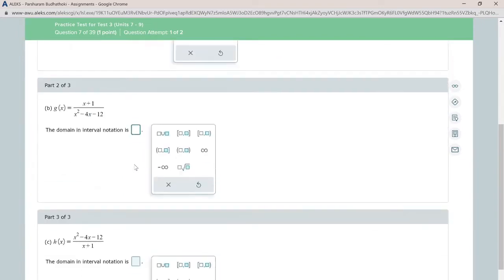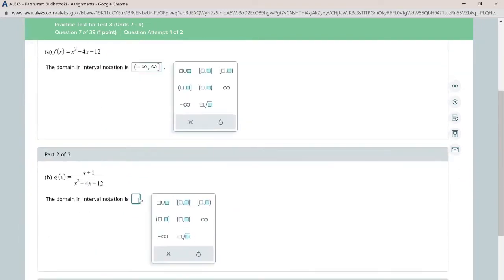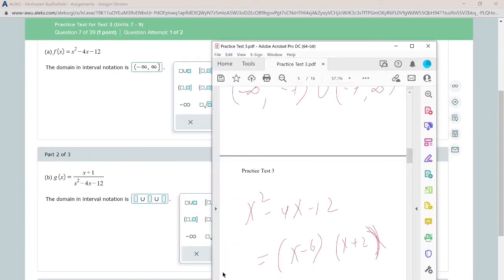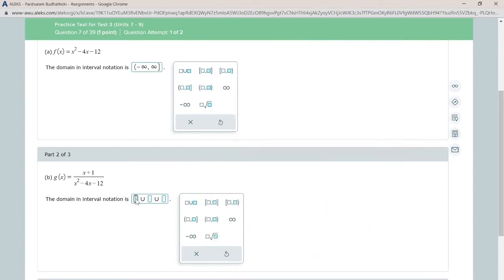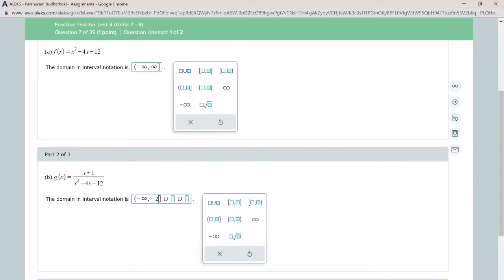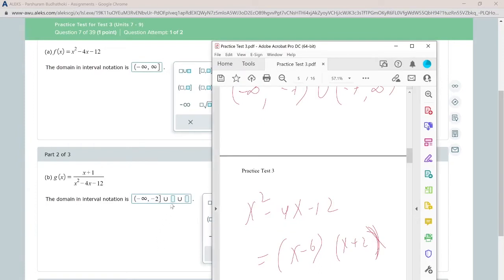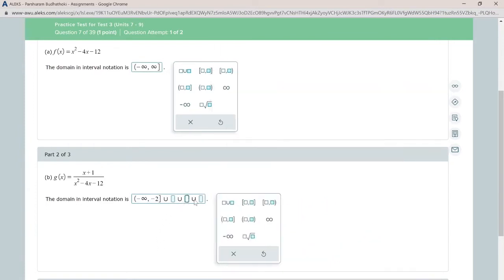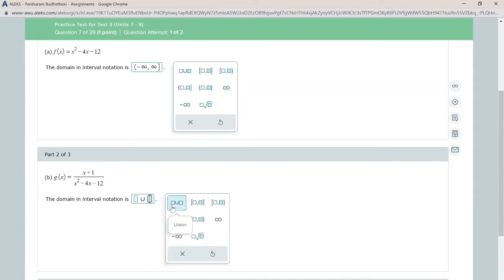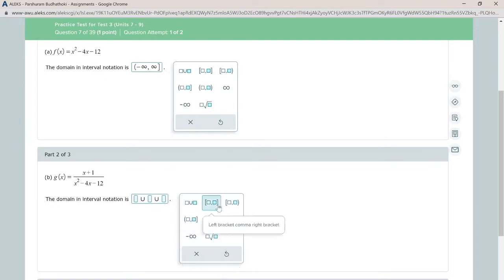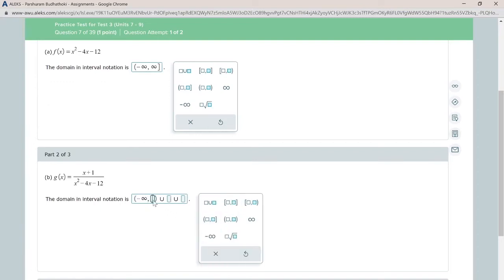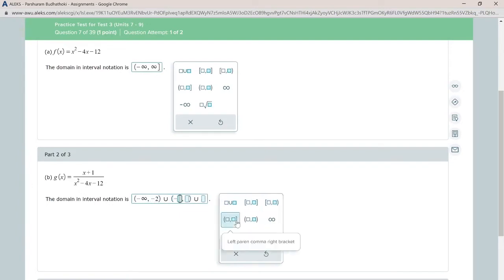So how do you write it? The way we wrote for problem number 6, exactly the same way we can write it here. So the domain is all real numbers except positive 6 and negative 2. So you start from negative infinity up to negative 2. Look at here, negative 2 from here, and you go from negative 2 to, okay, 1, 2. First one is negative infinity to negative 2. The second one is negative 2 to positive 6.